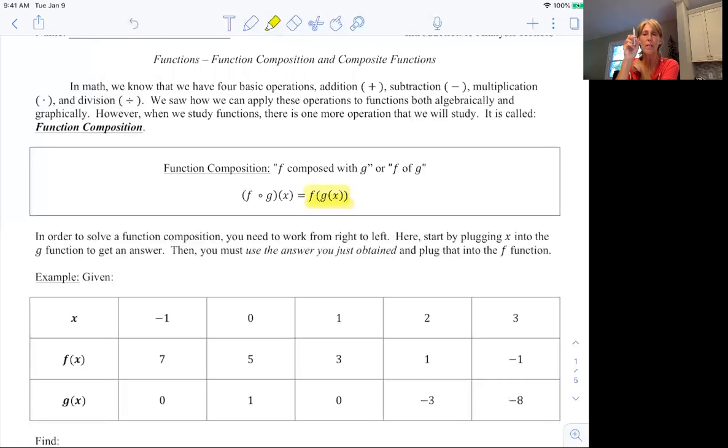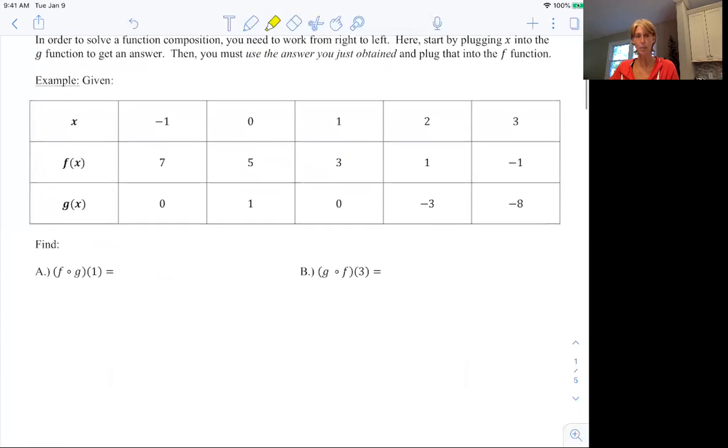And you may remember that little open circle from your geometry class when you were doing transformations. So hopefully you remember a little bit about what composition is. In order to solve a function composition, you need to work from right to left. In other words, we're going to start by plugging into our inside function, g, get an answer, and then take that answer and plug it into our outside function, which in this case is f. So the first way we're going to evaluate these is by looking at our table of values.